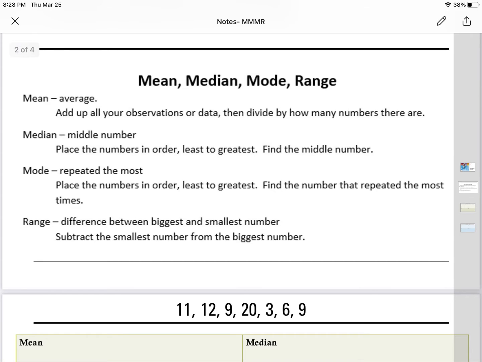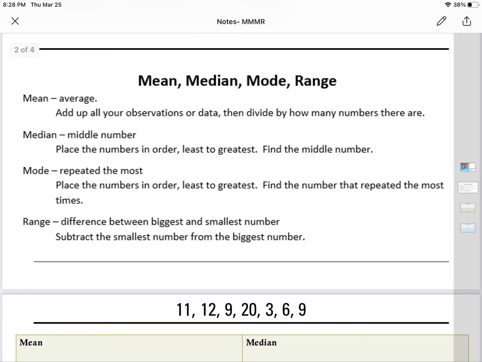Okay, guys, so today we're going to talk about mean, median, mode, and range. So this page explains how to do each of them, so you can refer back to this as we are working. For the mean, which is just the average, you're going to add up all of your numbers or observations, and then divide by how many numbers there are in that data set.